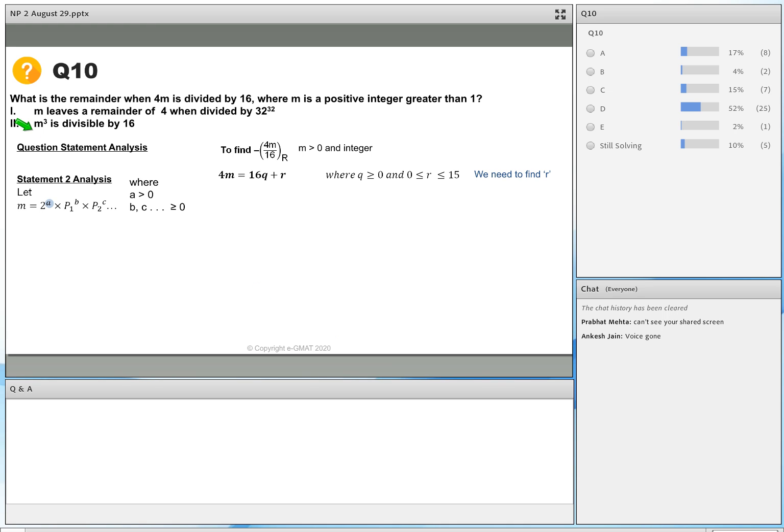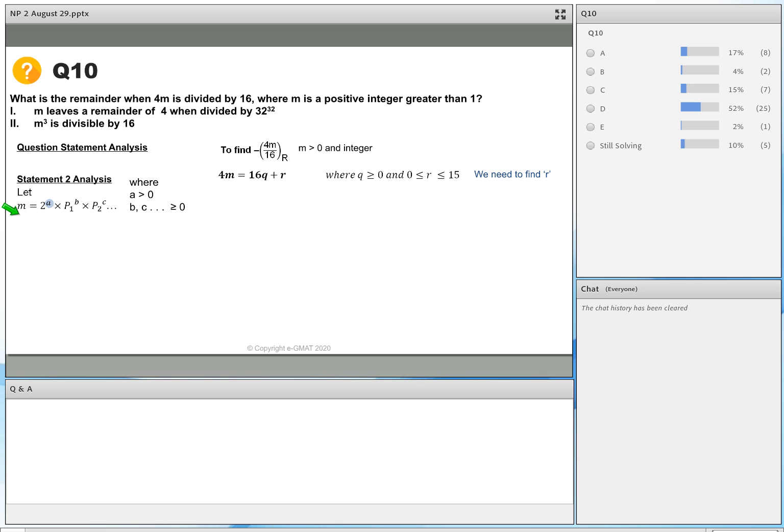In the second statement now, m to the power 3 is divisible by 16. Now m to the power 3 divisible by 16, just see, it just means m cube has a 2 in it. If it has 16, it has a 2 in it. It's a certain power of 2 in fact. That means m itself, the positive integer m, itself has a 2 in it. So look at how I've written the prime factored form of m here. I don't know what the other prime factors are, but I'm sure of 2. 2 to the power a times the rest of them, p1 to the power b, p2 to the power c, so on.